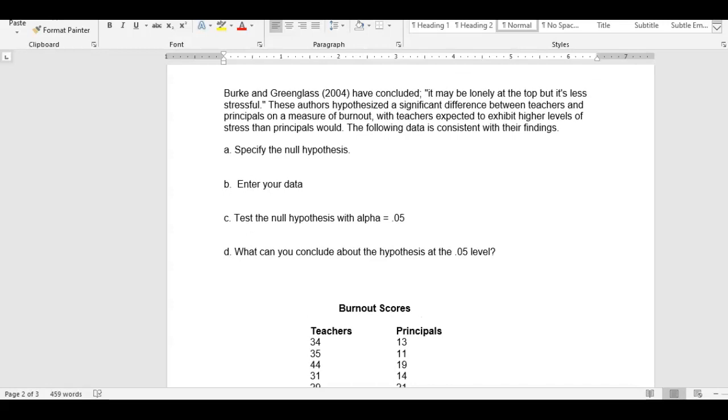Burke and Greenglass. I like this quote. It may be lonely at the top, but it's less stressful. Well, principals are the bosses, right? Yeah, you got a school board and the PTO, but you know what I mean. The principal's in charge. Well, how much burnout do they feel? It is estimated that principals have less burnout than teachers. So the null hypothesis, remember that's a statement statistically saying there will be no difference. There will be no statistically significant difference between teachers and principals and how much burnout they have.